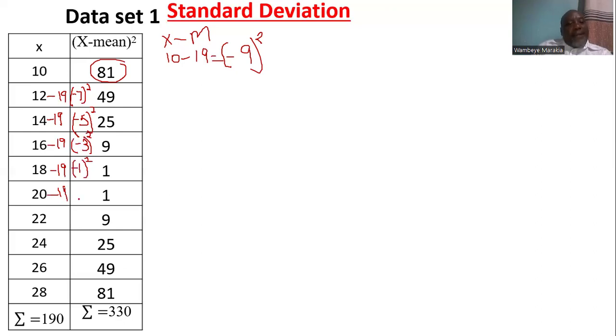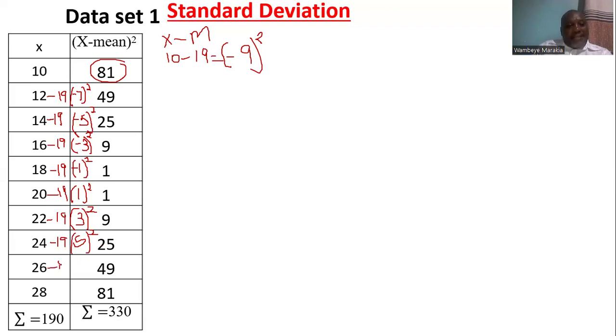Then when we square 1, we get 1. 22 minus 19, we're able to get 3. 3 squared is 9. 24 minus 19, you get 5. And when 5 is squared, we get 25.